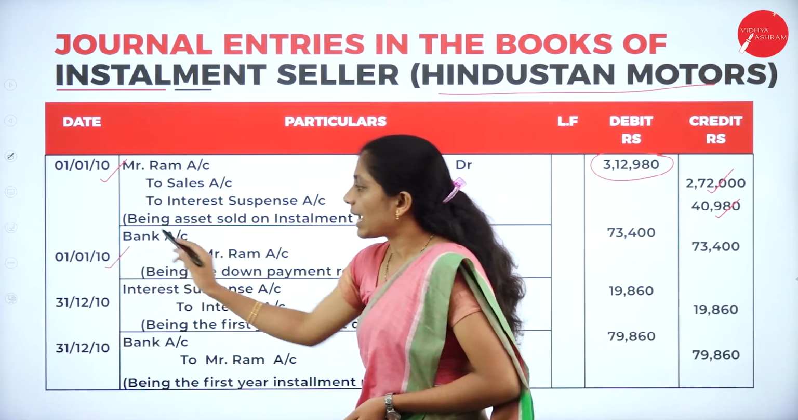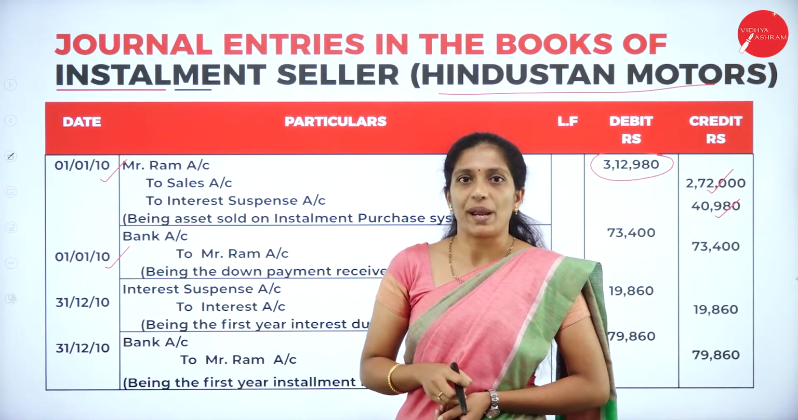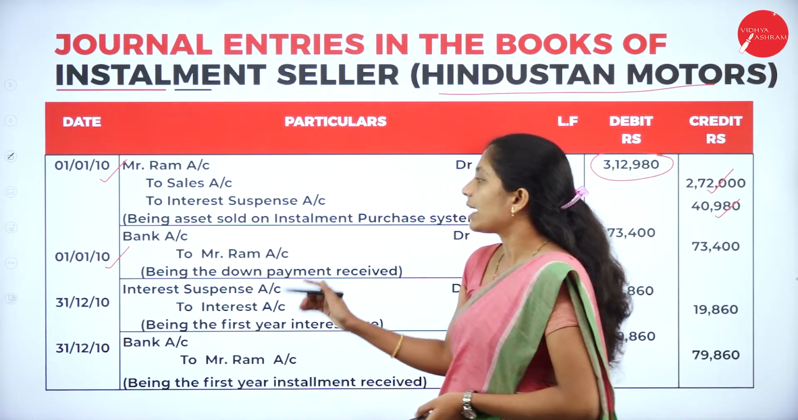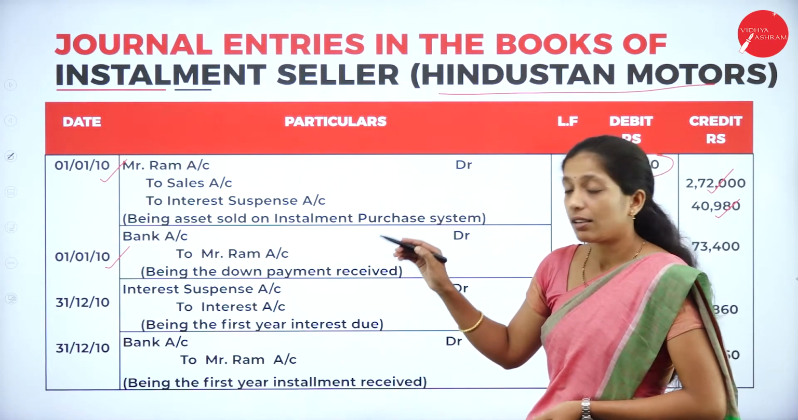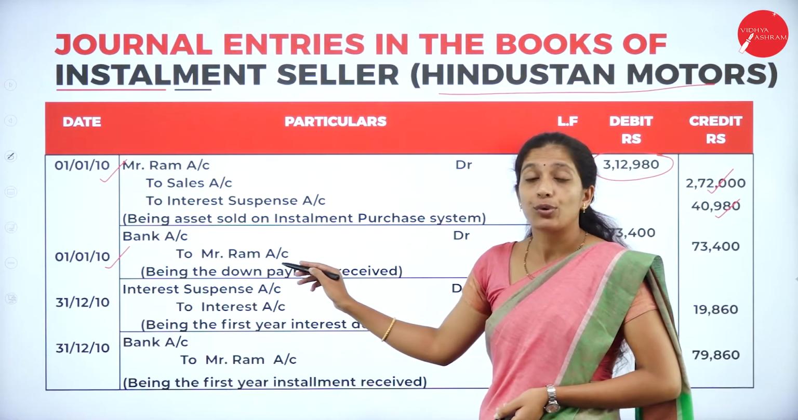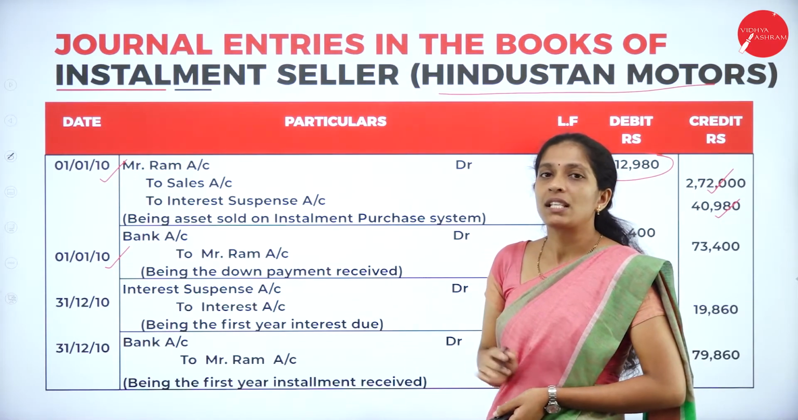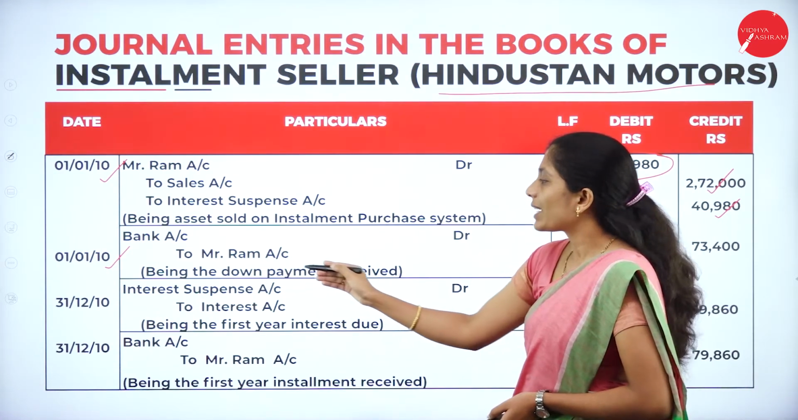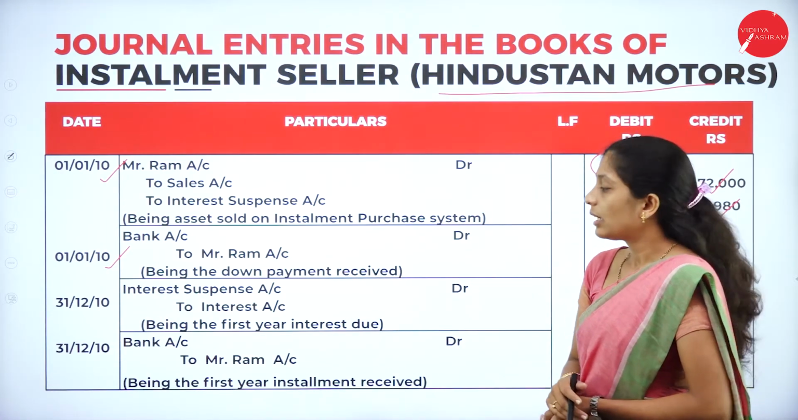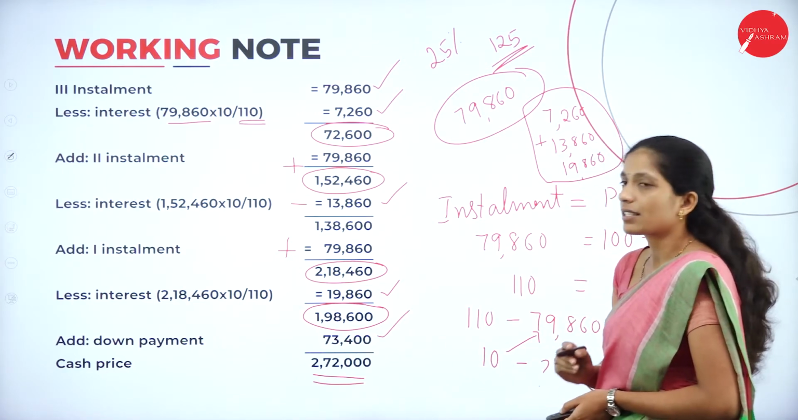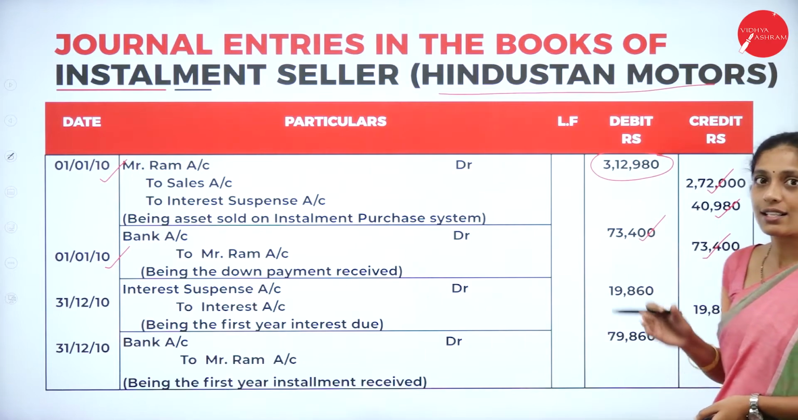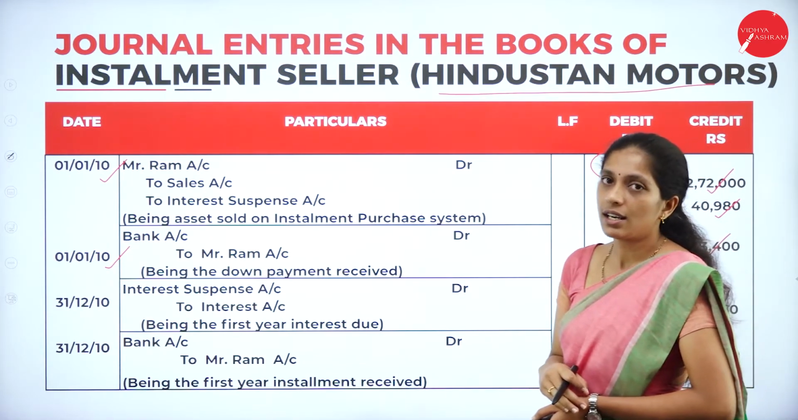On the same day, he has received the down payment from the installment purchaser. So what is the entry? Bank account debit, to installment purchaser account. Now who is the installment purchaser here? Mr. Ram. So bank account debit to Mr. Ram account, being the down payment received. Now what is the down payment received? That is 73,400. So record that. The second entry is for receiving the down payment.